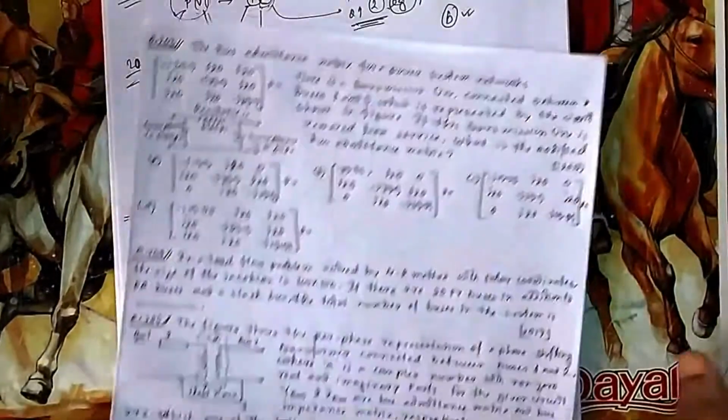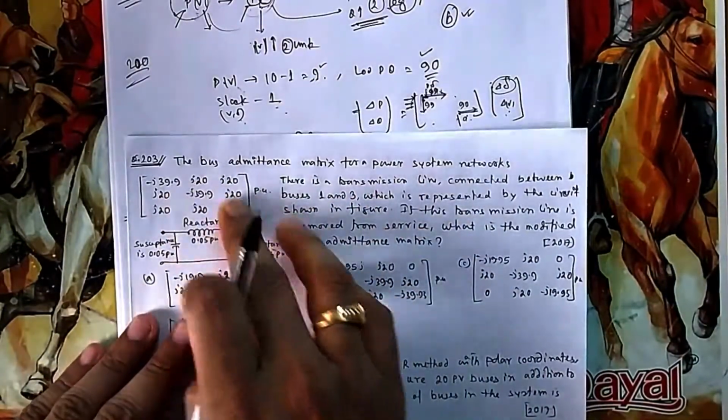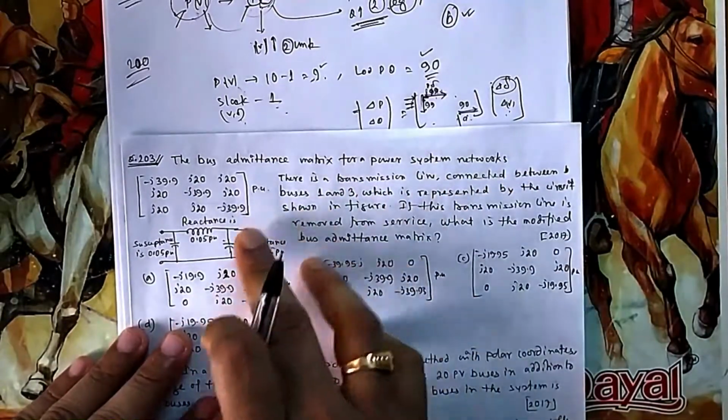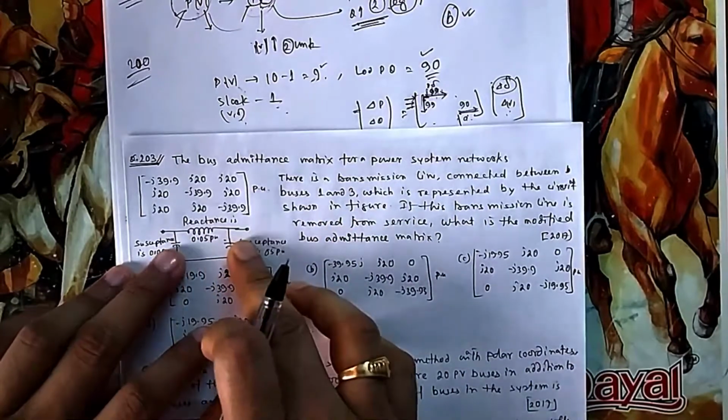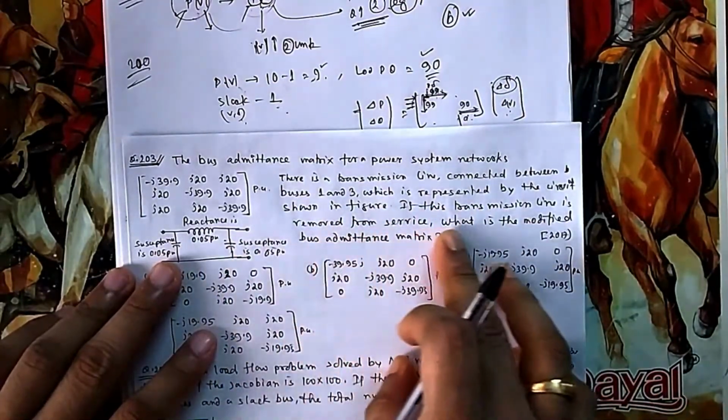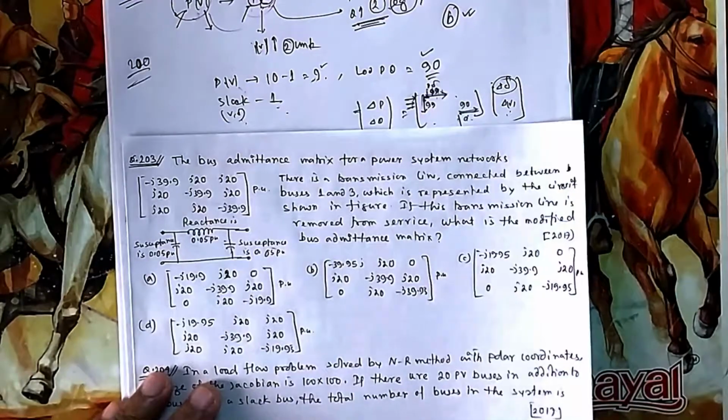Now if you come to 203, the admittance matrix of a power system network is shown. The transmission line connected between buses 1 and 3 is represented by the circuit shown, that is a pi network. These 2 are the susceptances. The transmission line is removed from the system. What is the modified bus admittance matrix?